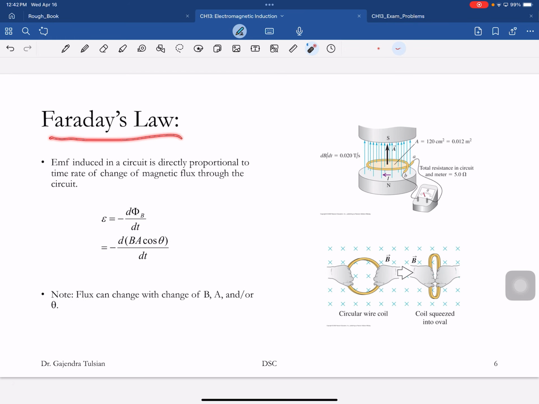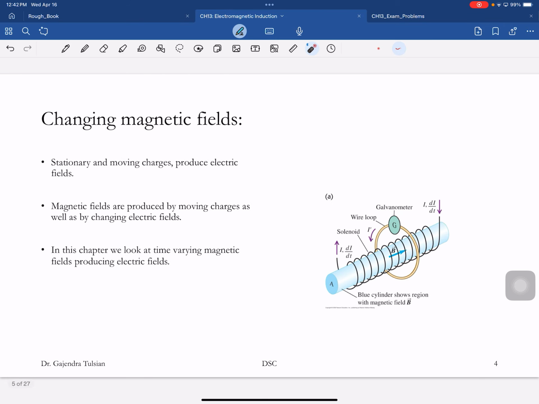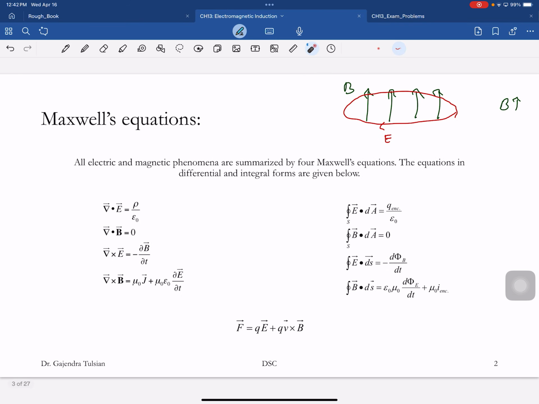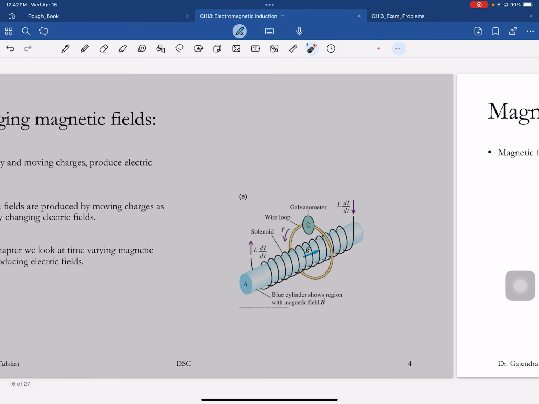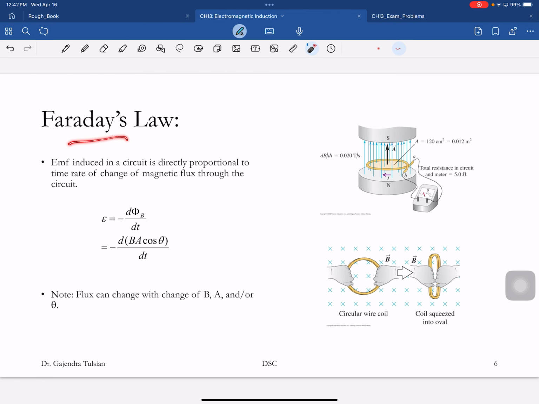All right, so here's what Faraday's law states. The EMF induced, remember, what does this law say? Changing magnetic fields induce electric fields. And the line integral of the electric field is the EMF between those two points, the voltage between those two points. So what Faraday's law says is the EMF induced in a circuit is equal to the negative of the time rate of change of magnetic flux.